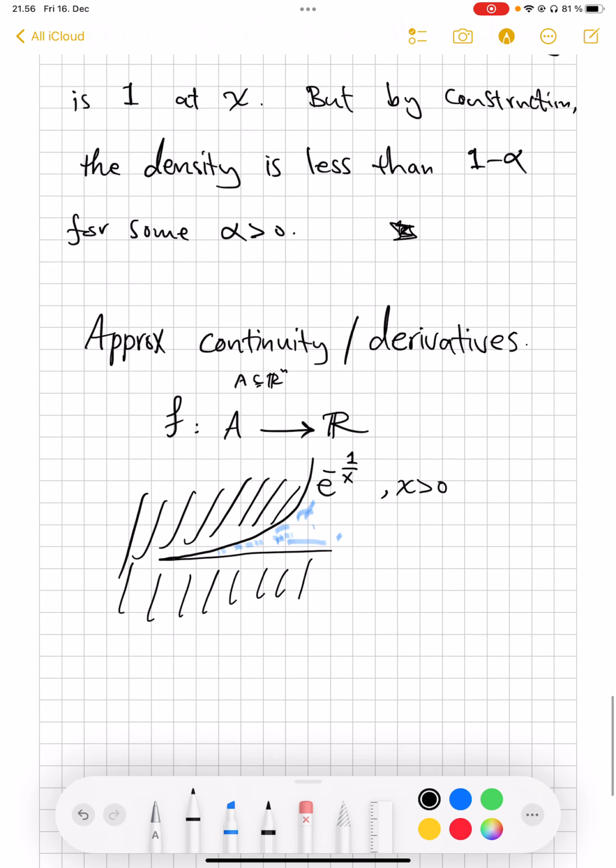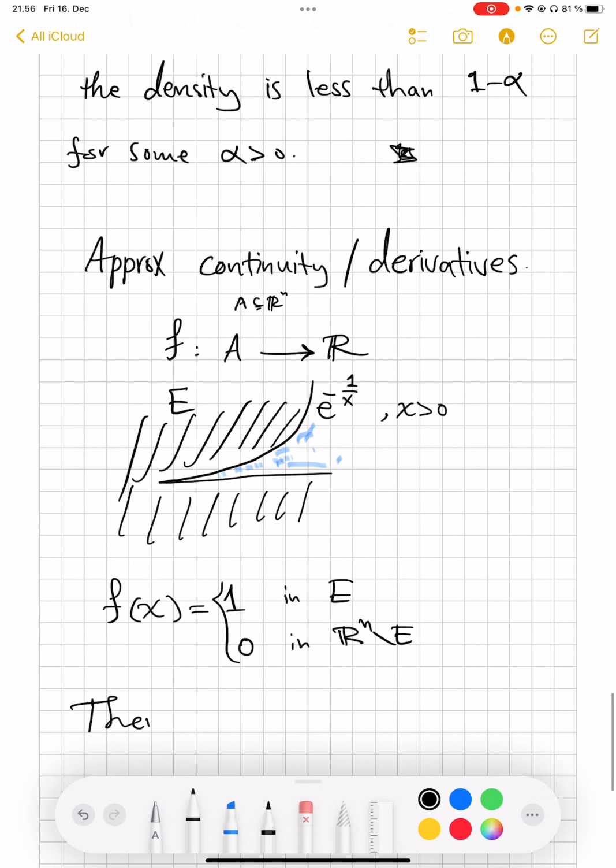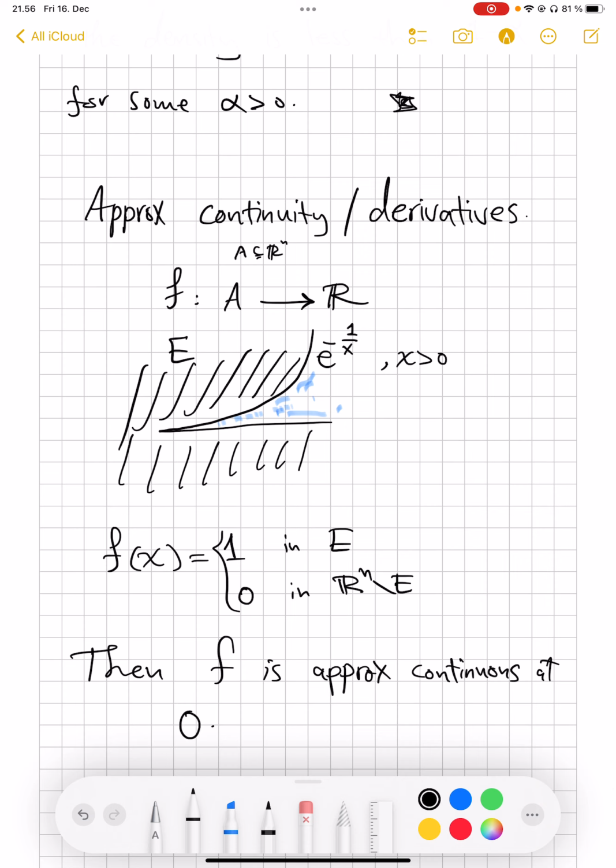So imagine you have a function, f of x is 1 in E, which is here, and then 0 in Rn minus E. Then f is approximately continuous at 0. Even approximately differentiable, the derivative being 0, because f is basically the constant function 1 from the viewpoint of measure theory. So in the neighborhood of x, effectively everything is just what happens in E. And that has proven to be an effective tool in analysis.